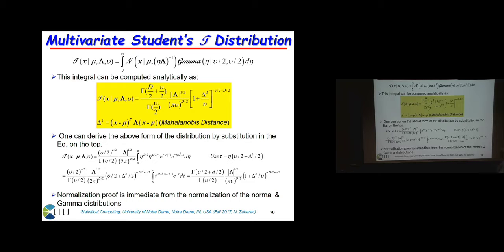Many times you do lots of calculations with Gaussians, but at the end of the day, the result comes out not to be a Gaussian, it's always a student t distribution. Okay, so this is going to be a very helpful type of calculation.